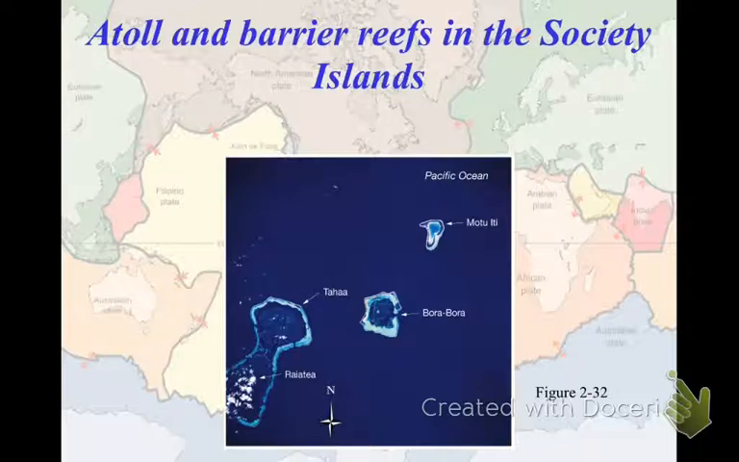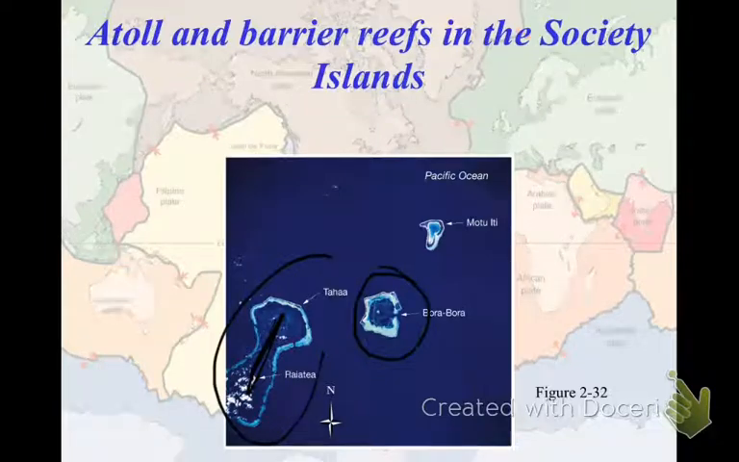This picture shows the Society Islands, which is basically Tahiti, Bora Bora, in that vicinity. And in this picture, you can see all of the stages. This one right here is an atoll. And this island right here, there's an island in the middle and a barrier reef around it. So you can see the different stages. Make sure you know the 3 stages and which features are typically associated with each.